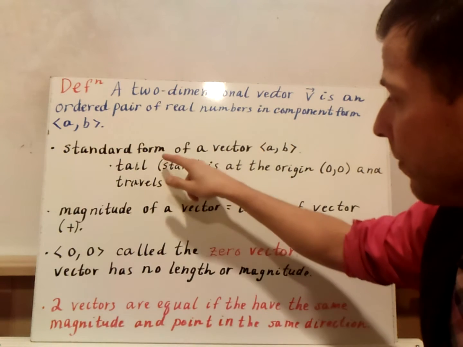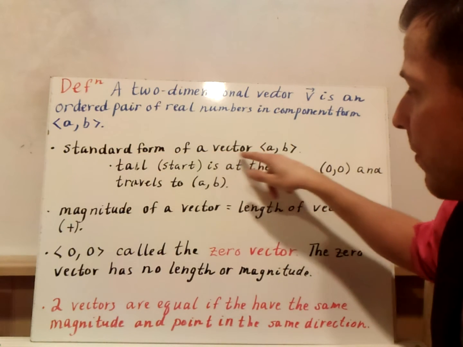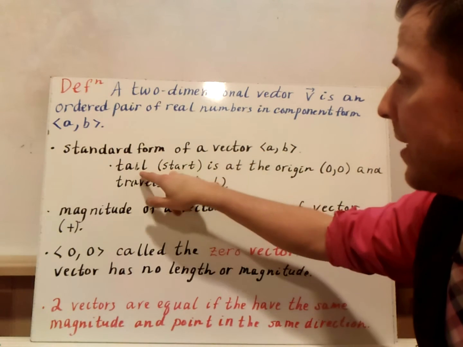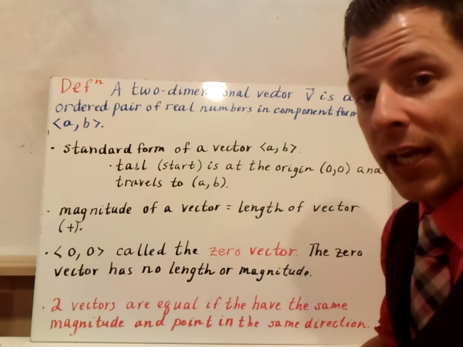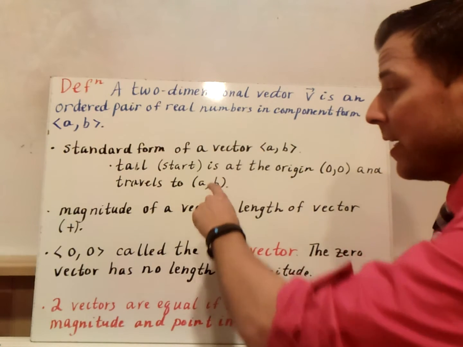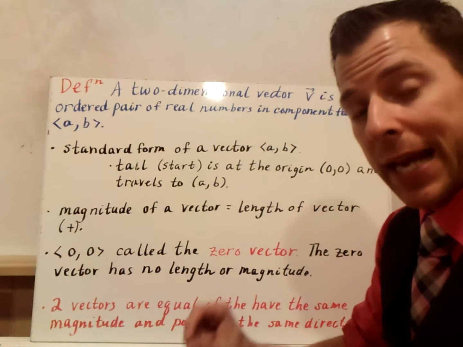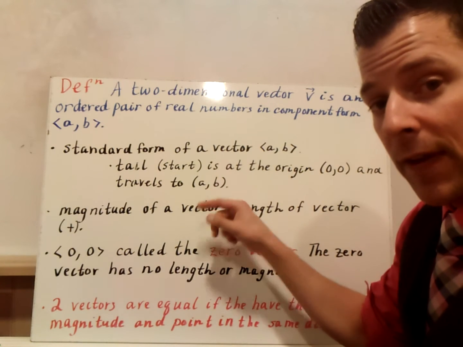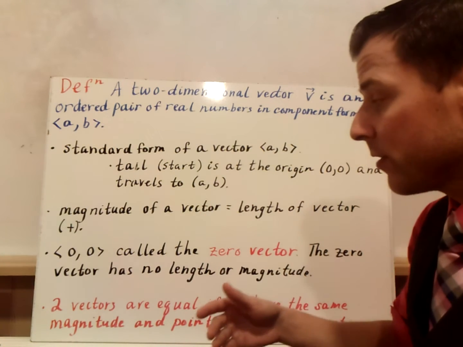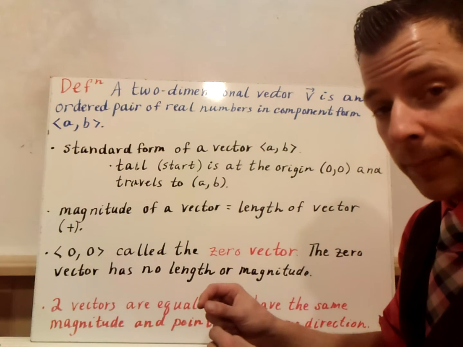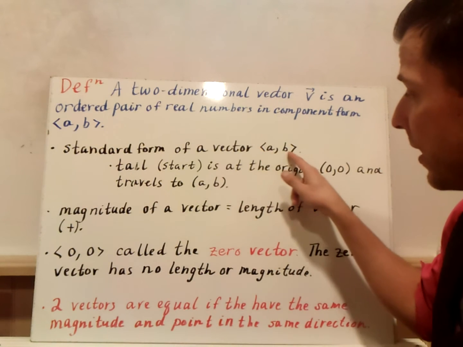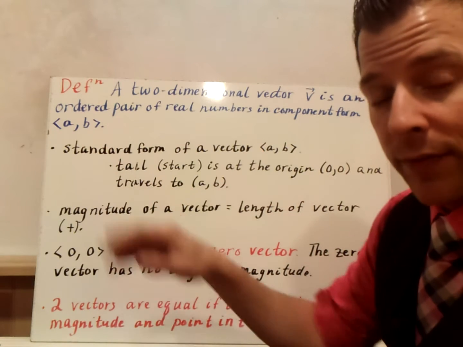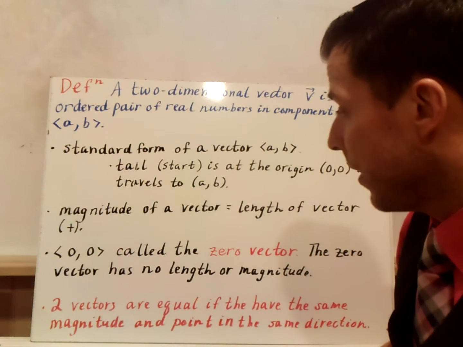Component form, if you look down here, is the standard form of a vector, AB, with those less than, greater than signs. It means the tail starts at the origin and goes out to some point AB. The tail must start at the origin and then travel anywhere, wherever that other point is. Vectors don't have to be in component form, but when they are, they're written like this, and the tail starts at the origin and travels to whatever point is out in the coordinate plane.